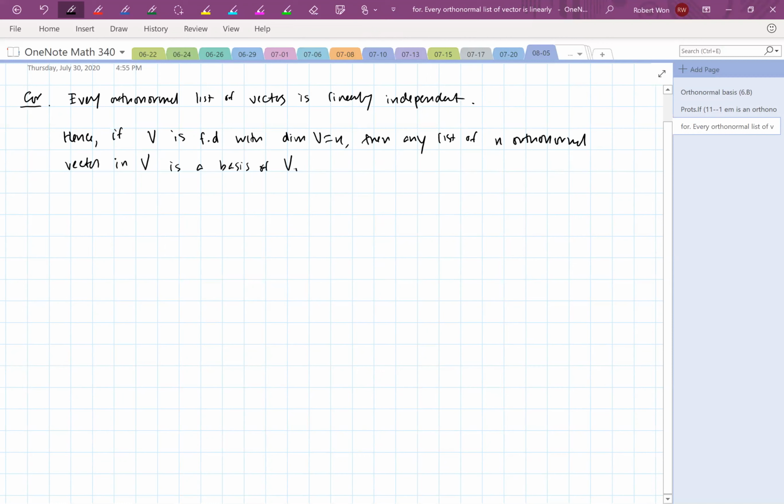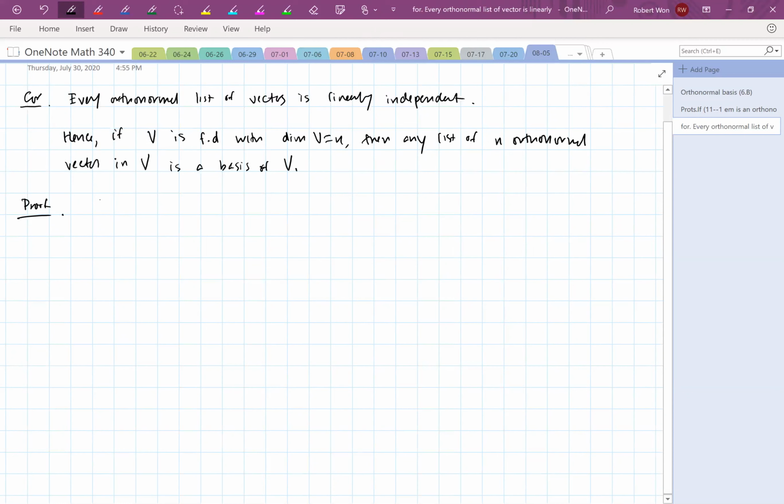Okay, so that second part will follow if we can prove the first part, right? Because we already know that if you have any n linearly independent vectors in a vector space of dimension n, they're already a basis. So if we prove that every orthonormal list of vectors is linearly independent, then any list of n orthonormal vectors is a list of n linearly independent vectors, which is therefore a basis. Okay, so the second statement follows quickly from the first one. So let's prove it. They're linearly independent.